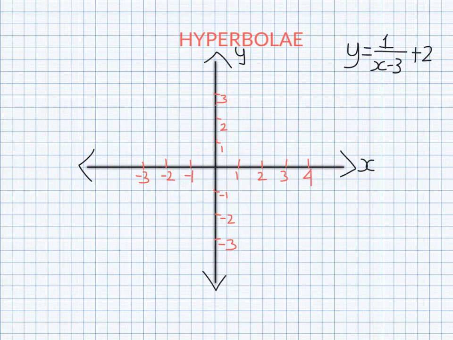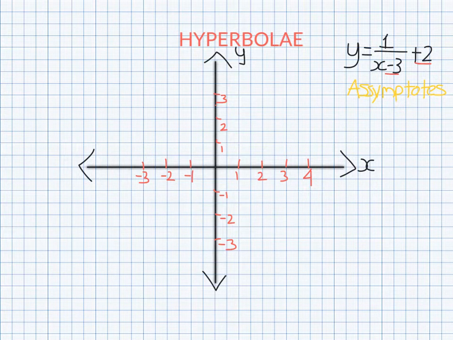So now we're going to look at graphing y equals 1 over x minus 3 plus 2, and it turns out that this is a hyperbola as well. So it looks similar to y equals 1 over x, except we now have this extra -3 and plus 2. So what we do first is we're going to look at the asymptotes, the no-go zones. So what we're looking for here are values that x or y cannot take.